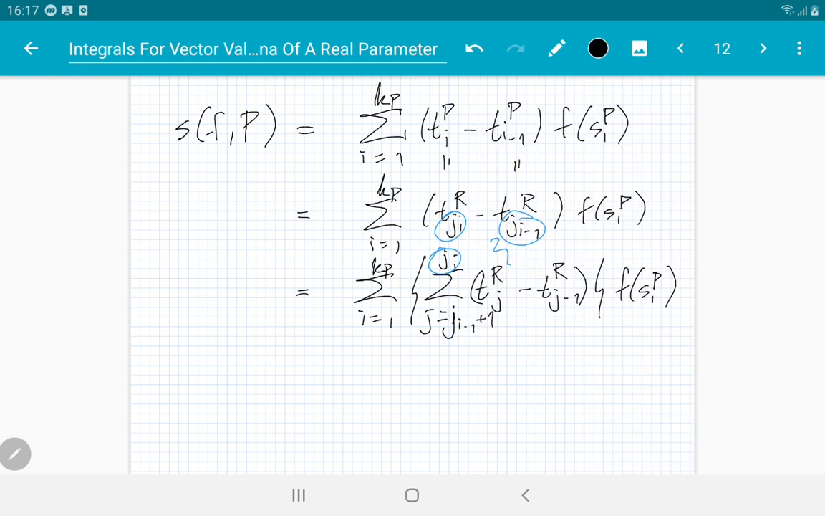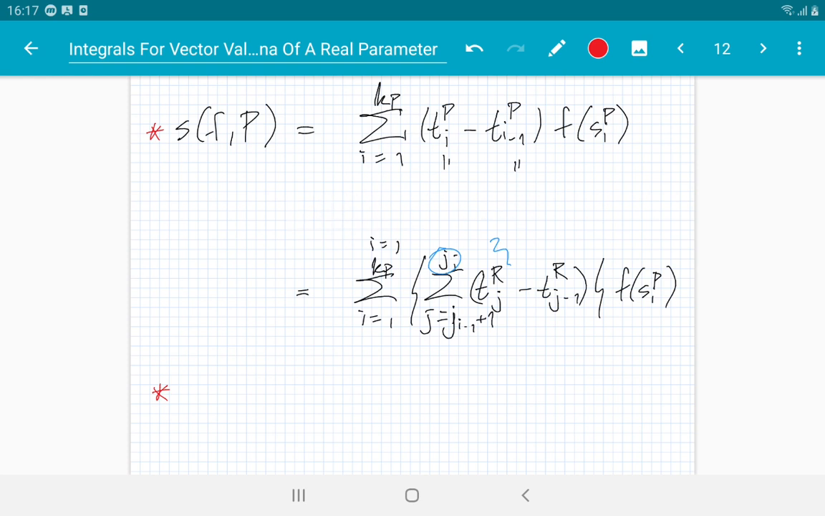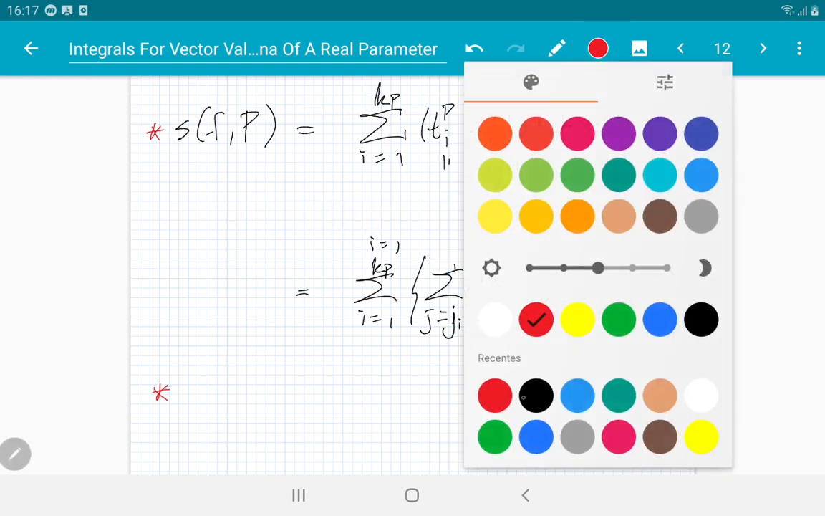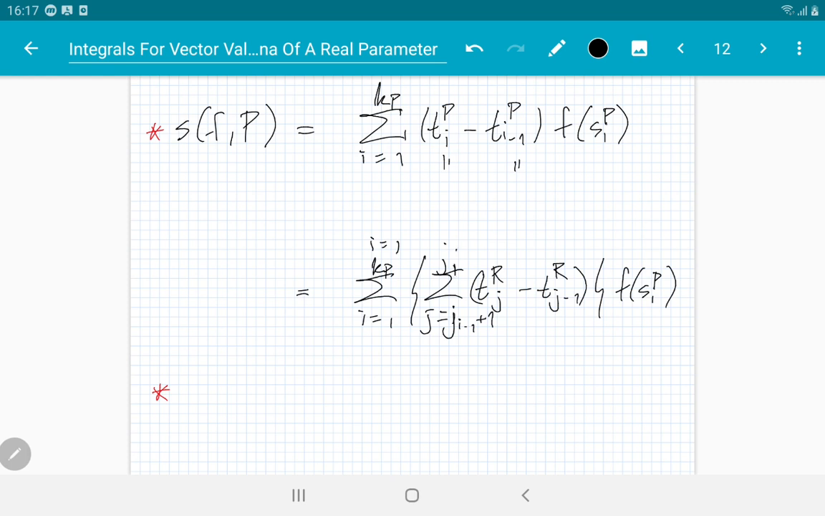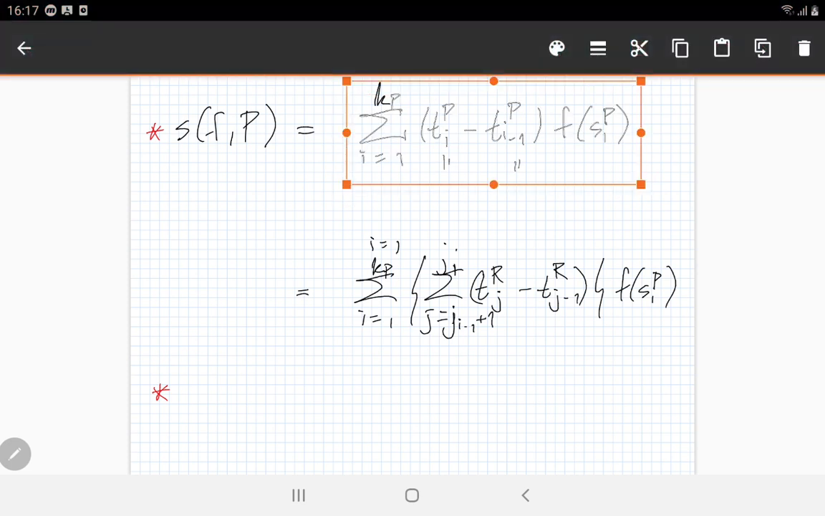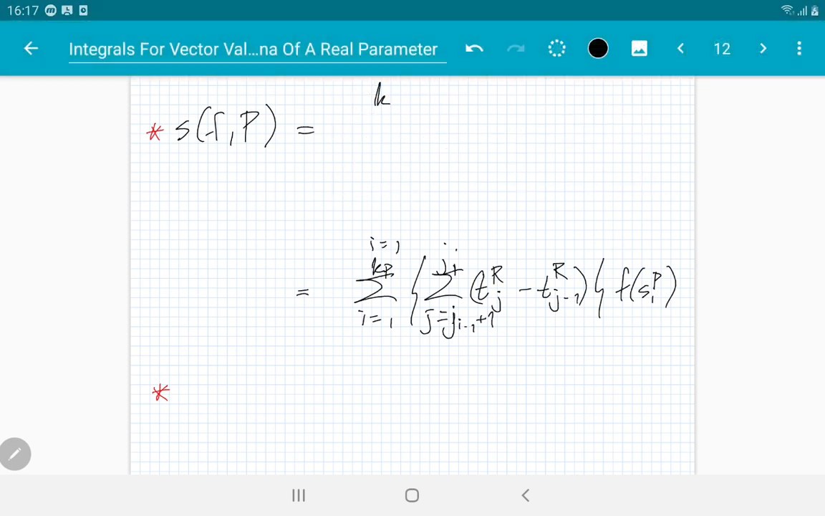Why is this convenient? Because I can write down the sum of the partition R, the Riemann sum, in a similar fashion. And if you believe what I just did, let's erase this, and let's keep this convoluted way of writing the Riemann sum of P for future use. And I'm going to delete this, sorry.